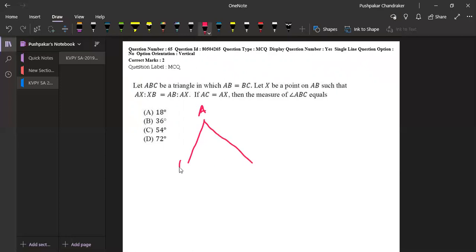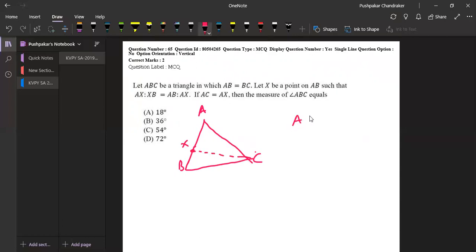AB equals BC. These two sides are equal. Let X be a point on AB, so here is my X such that AX by XB is that ratio. X is over here. Connect this.